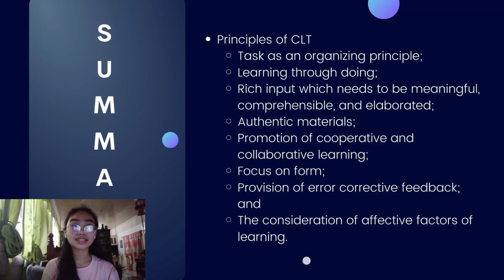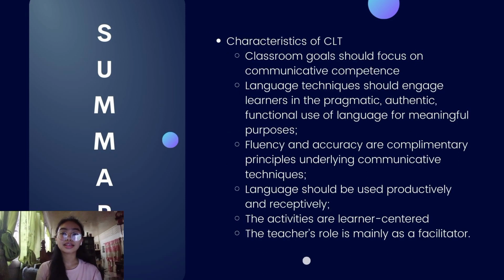So communicative competence as defined is the ability to achieve communicative goals in a socially appropriate manner. It includes verbal and non-verbal behavior. And we have discussed the 8 principles of CLT by Doughty and Long 2003, and the 6 characteristics of CLT by Brown 2001.